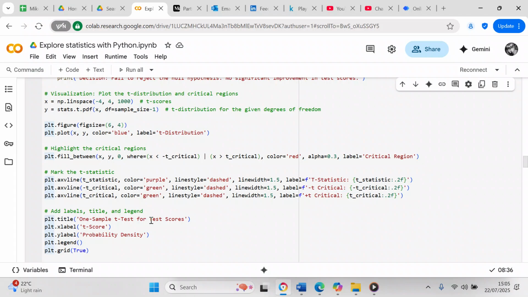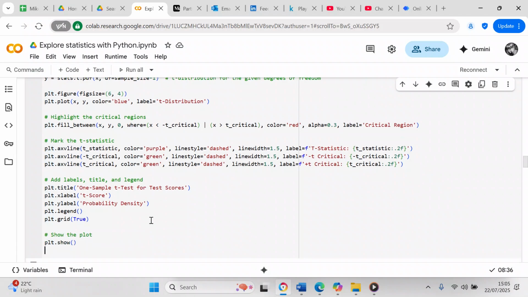So now we're going to add labels, title, and legend to the graph. The title is one sample t-test for t-scores, the X label is t-score, the Y label is probability density, you get a legend and you get a grid.